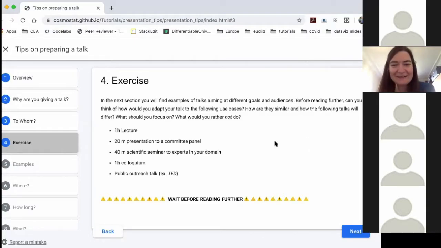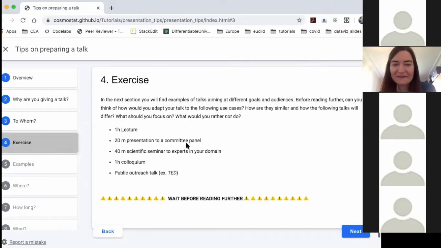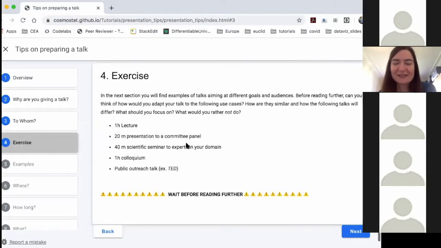I can say that it's very important to stay within the time that is allocated. Yeah, a very good and important point, more than for a normal talk. That's also a very good point. Actually, that's one of the differences, for example, between a lecture and a presentation to a committee panel. In a lecture, you can adapt the topic and the density of the topics a bit. Instead, in the 20-minute presentation to a committee panel, you really have to be very efficient within the time you have. How, for example, would that situation differ from an outreach talk, or how would a colloquium differ from a scientific seminar?